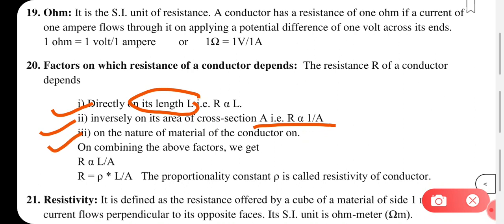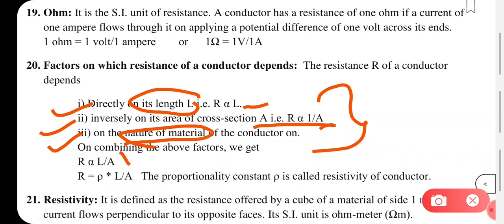Next one is the nature of the material. What type of material we are using for the conductor? Depending on the nature also, the resistance value will vary. There will be more resistance, there will be less resistance. Now on combining the above three factors, that is length, area and the nature of material: resistance is directly proportional to the length. More the length, more is the resistance, and it is inversely proportional to area.